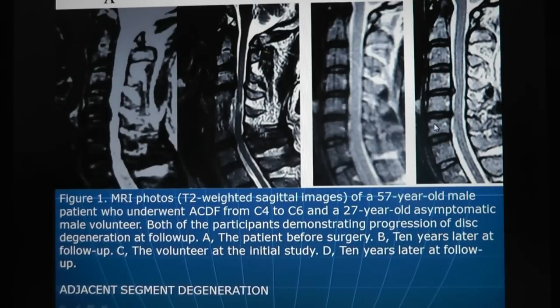It's adjacent segment degeneration. So this is a guy who needed surgery, and this is 10 years later. He had the surgery, and he's getting adjacent segment degeneration here. The level higher is going bad. And this is a guy who never had surgery, and 10 years later, his discs are going bad too. So the question is, when people have a fusion and the next level goes bad, is it because he had a fusion and it's stiff, or is it just a natural disease process? And no one really quite knows, although this is very hot in the literature now because of disc replacements.